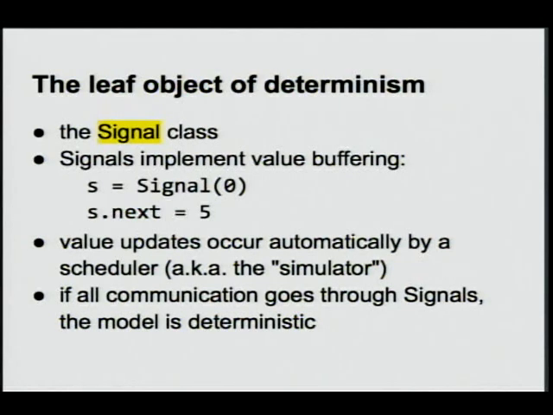All you do when you write MyHDL code with signals is assigning to this next attribute. The updates themselves are not done by the designer, but by a scheduler that runs on top of all this. So they occur automatically. This scheduler, by the way, is called the simulator. And everybody here who has done hardware design will be familiar with that word, simulator. Verilog simulator, VHDL simulator. So the point is, if all communication goes through signals, then automatically the model is deterministic, and we don't have to worry about it anymore. So this is how this works.